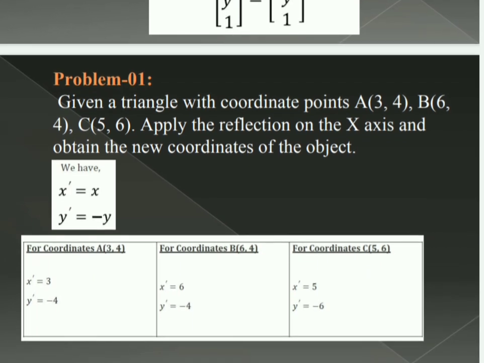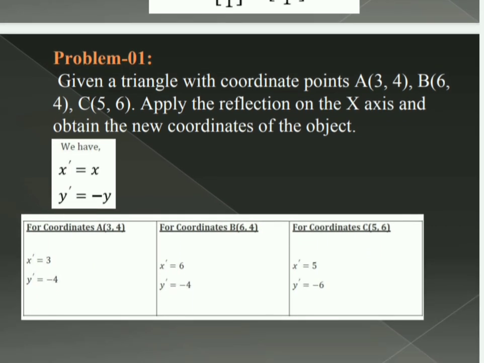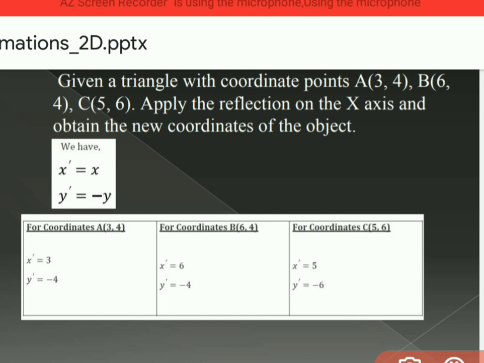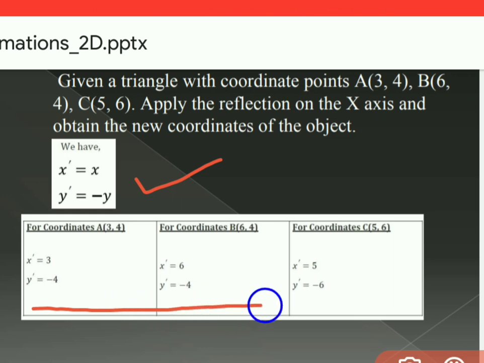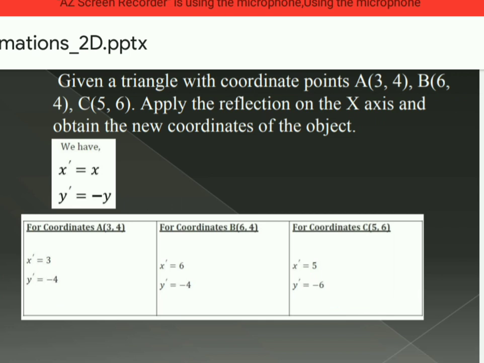Now let us see one problem here. Consider a triangle with the coordinate points A (3,4), B (6,4), C (5,6). Apply the reflection on the x-axis and obtain the new coordinates of the object. Here I am going to use the algebraic equations for that. So for reflection on the x-axis, the algebraic equations are x dash is equal to x, y dash is equal to minus y. Now put all the values of x and y in the results. You will get these three new coordinates of the points.